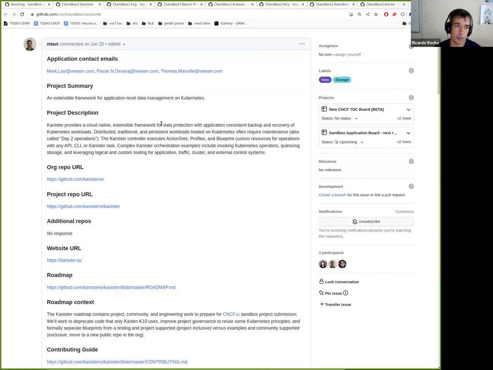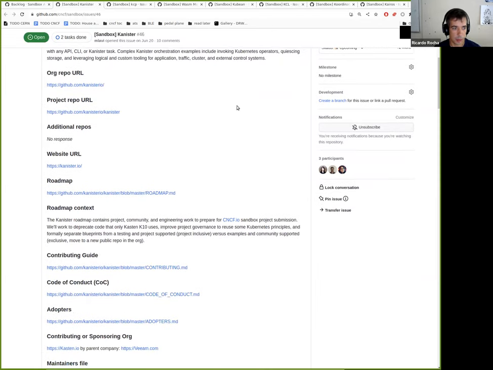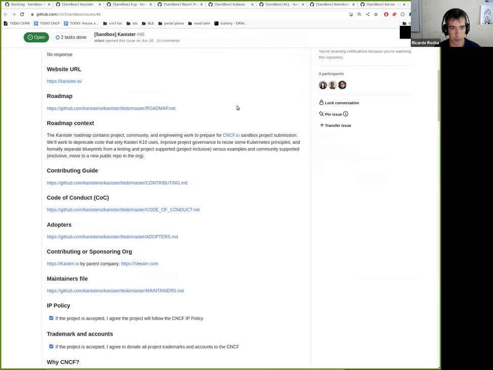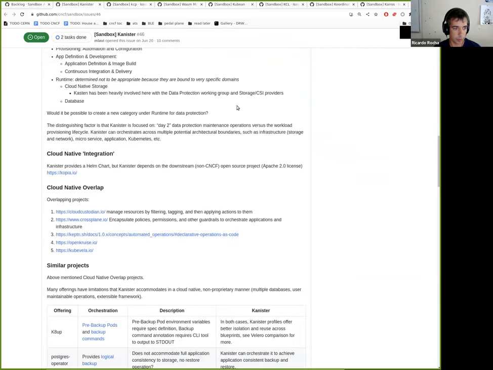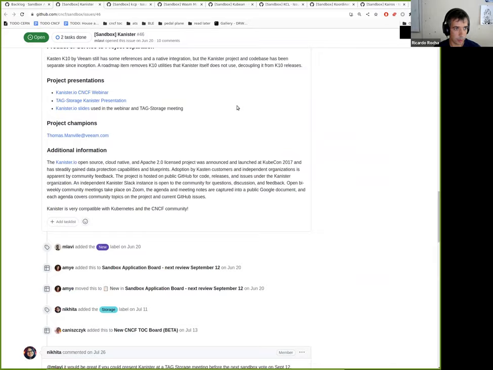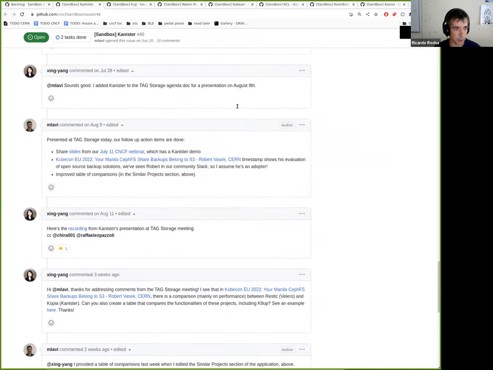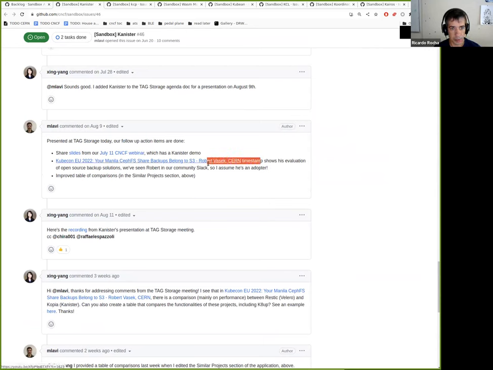It's focusing on data protection, or at least my knowledge is more on the backup and recovery side of things. And it's very similar to projects like Valero as well. One thing that I would highlight is that they mention here some presentations. So they actually mentioned a presentation from a colleague of mine. So we know this project quite well.